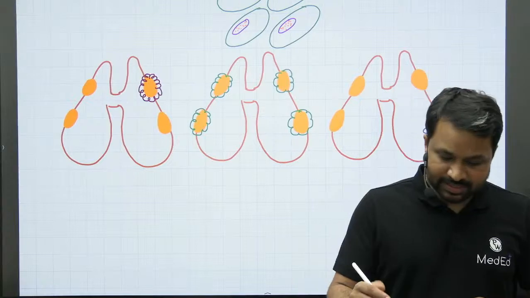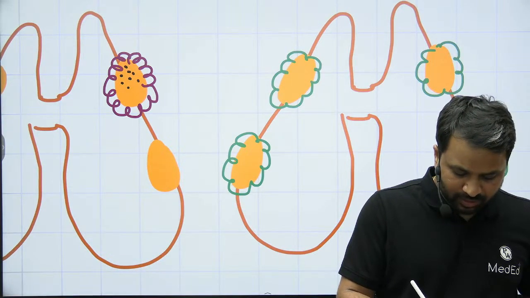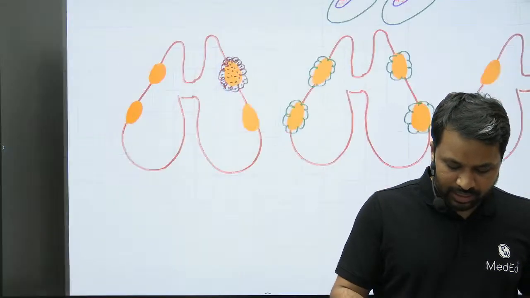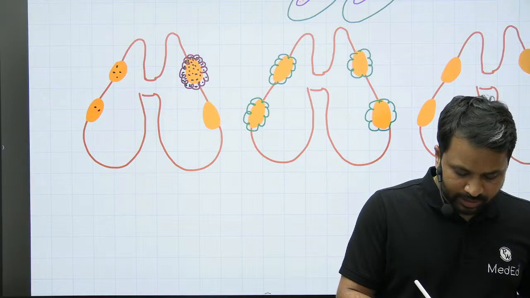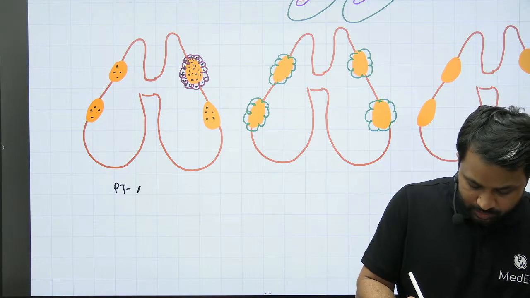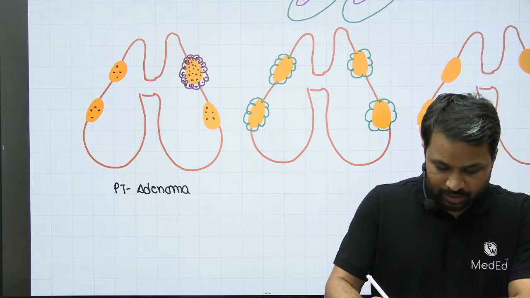When you give the system a scan, you will see if the concentration of the isotope is only in one particular gland, that is, a hyperconcentration is noticed in any one particular gland, and the rest of the glands have a normal uptake. This is what we call a parathyroid adenoma.